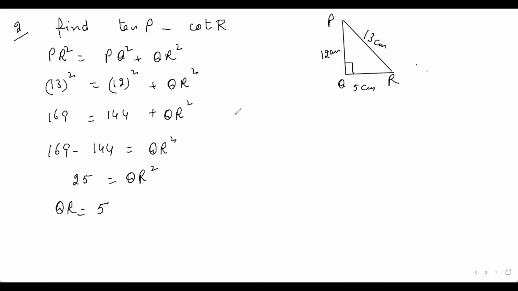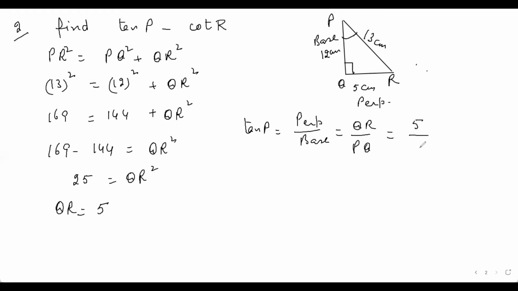I am to find tan P. Now this is P. It means if I am to take this angle, this is base and this is perpendicular. So now what is tan P? Tan P is perpendicular upon base. Perpendicular is QR, base is PQ. QR is equal to 5 centimeter, PQ is 12. So that is equal to 5 by 12.